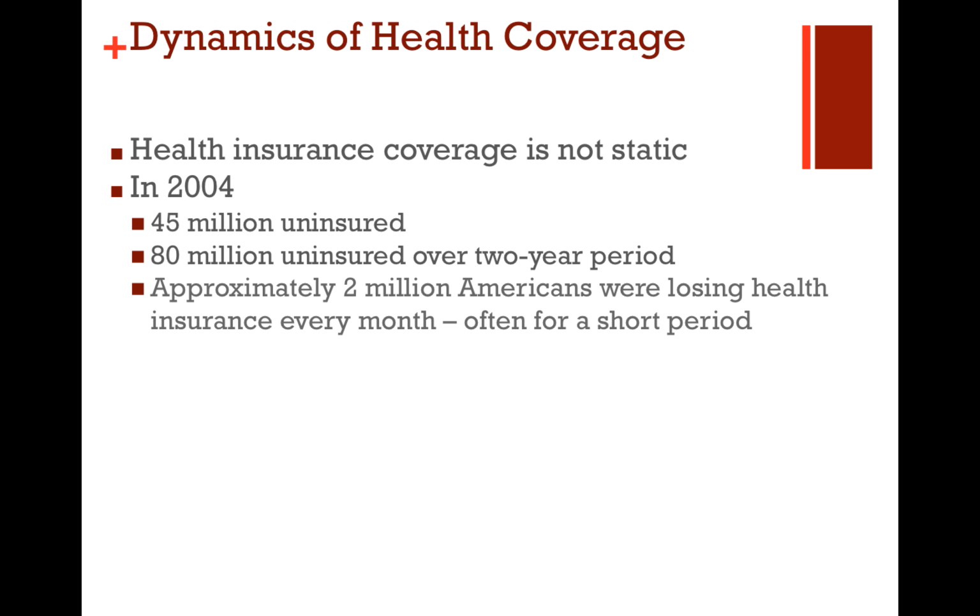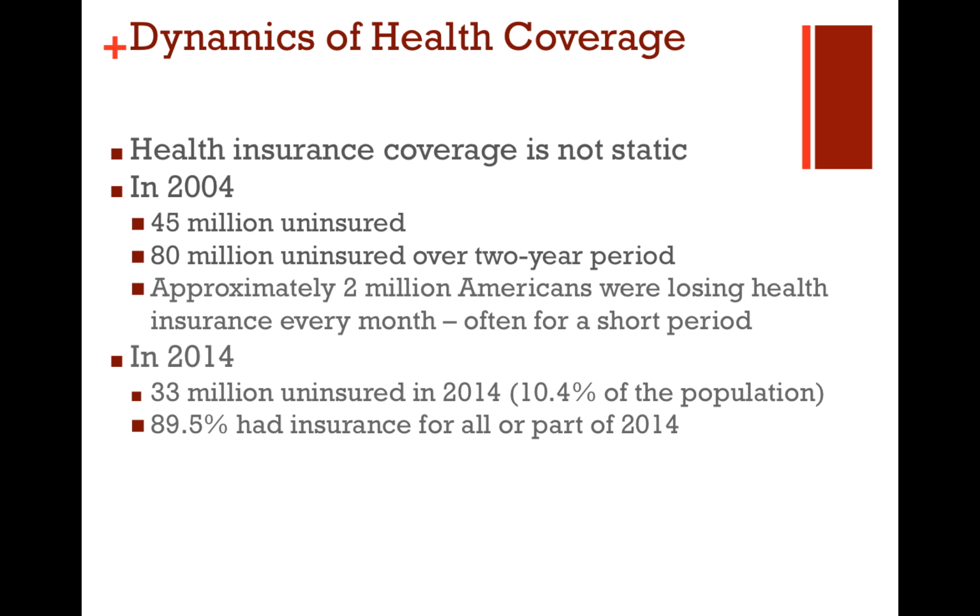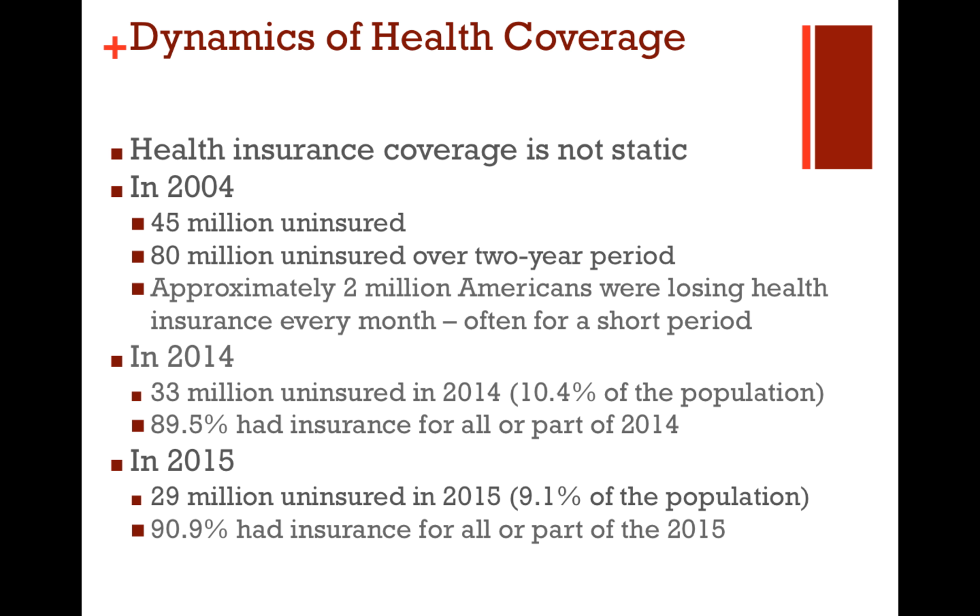So there are people who are long time uninsured, but very often we will experience these short bursts of being uninsured. As of 2014, that number decreased to 33 million. So we're down to about 10% of the population, and almost 90% had insurance for either all or part of the year. And that number went down again in 2015, and the number of people who had insurance for either all or part of the year went up. And so we've seen a dramatic increase in the number of people who have access to health insurance and therefore access to quality health care.